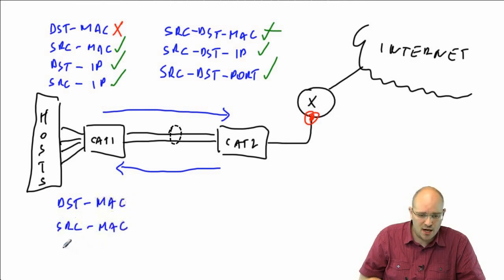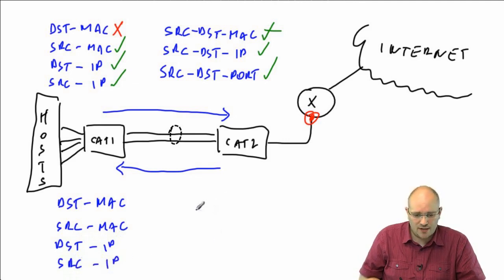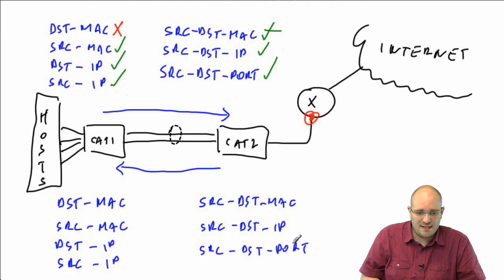Let's put destination IP. Let's put source IP here, and let's write down the more complex ones. Source destination MAC, source destination IP, and source destination port. Let's take a look at this.